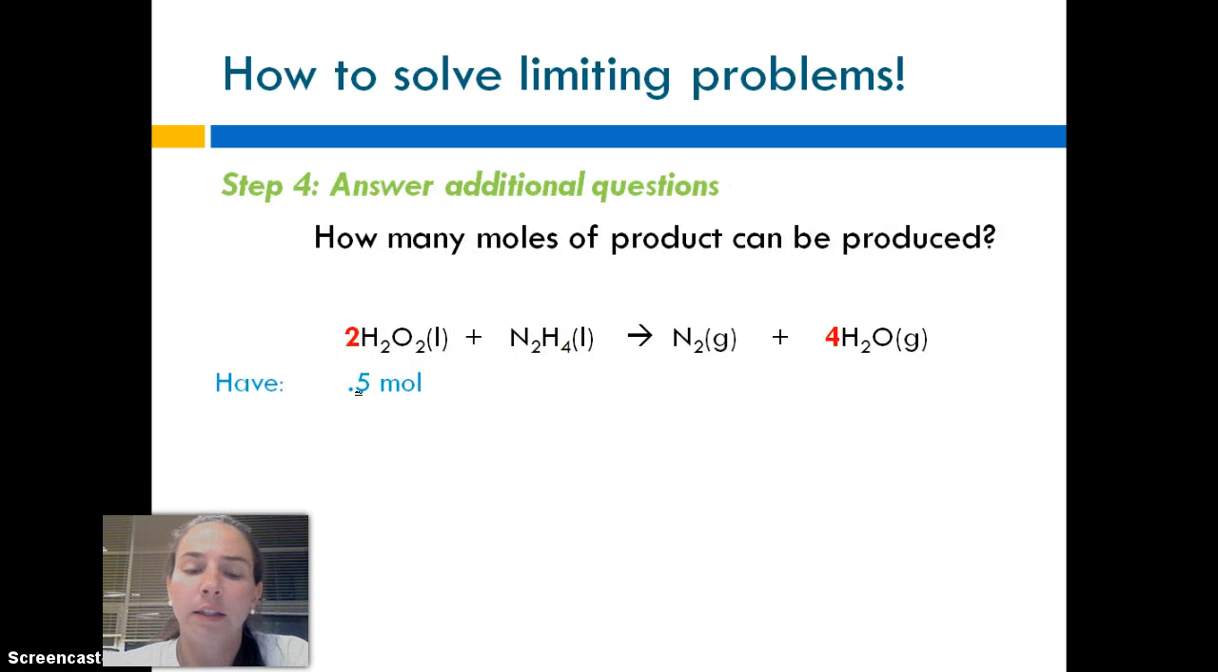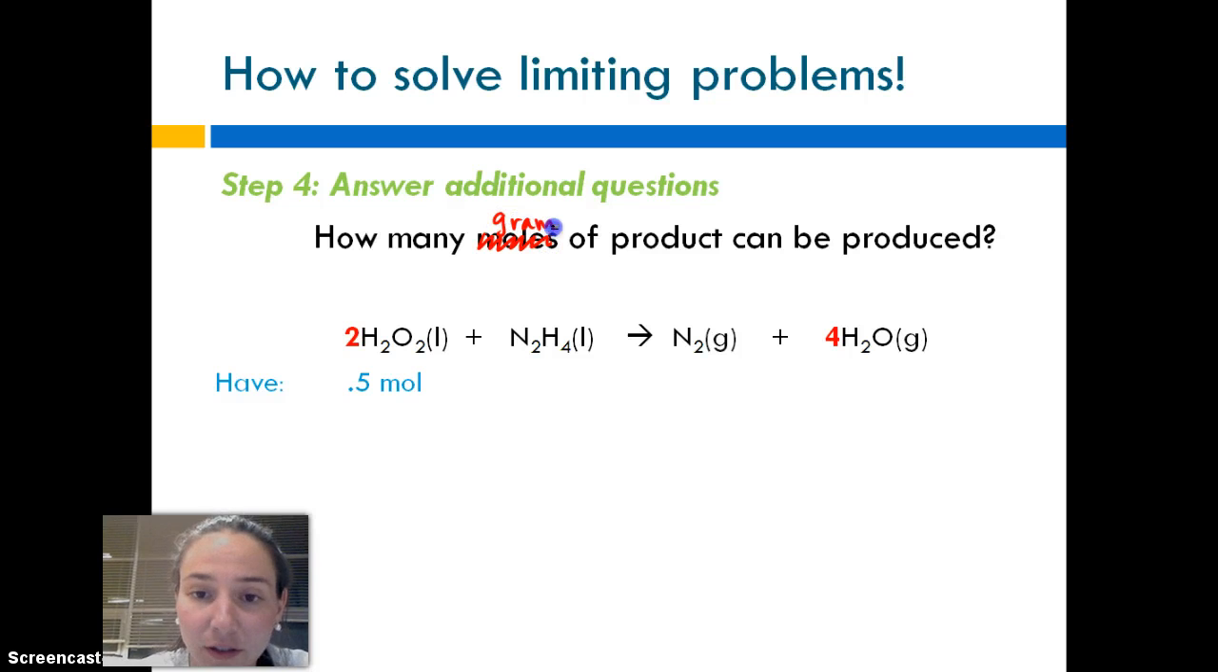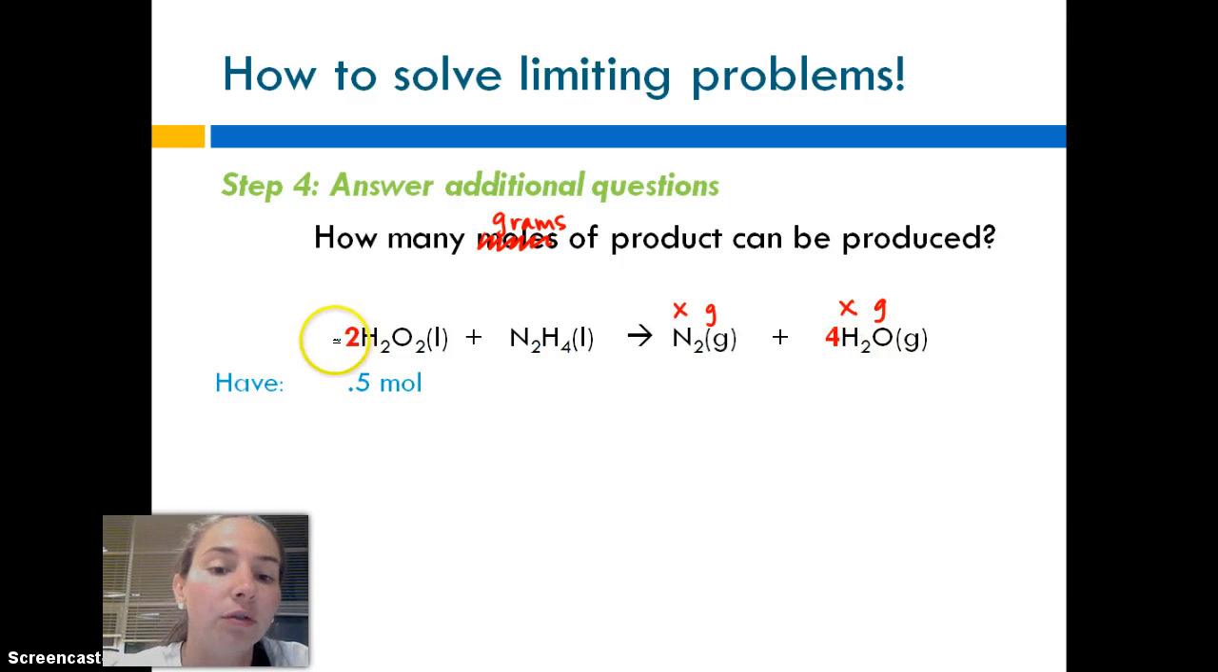So step 4 is to answer any of those additional questions. The first question you're usually going to get asked is how many moles of product can actually be produced. This time we're not going to do moles, we're going to do grams, all the way through. I'm going to figure out how many grams of this I make and how many grams of this I make. To do that, I have to use my limiting amount, 0.5 moles of the hydrogen peroxide.